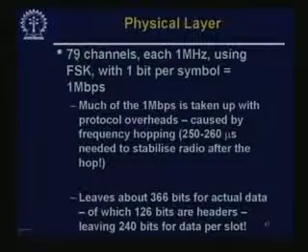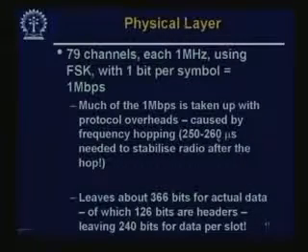In the physical layer, it has 79 channels, each 1 megahertz, using frequency shift keying with 1 bit per symbol. So it comes out to be about 1 Mbps per channel. Of course, the individual devices finally do not get a 1 Mbps throughput for the payload part, because the efficiency is quite low. Much of the 1 Mbps is taken up with protocol overheads caused by the frequency hopping.